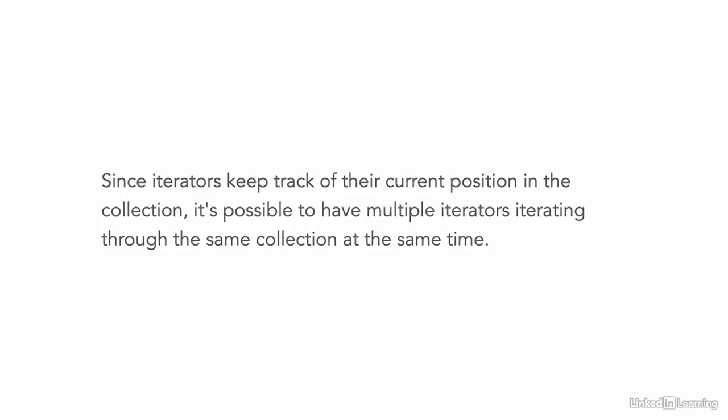And another thing to note about these iterators is that each of them keeps track of where it's currently at in iterating through the collection. And that makes it possible for us to have several different iterators that are all iterating through the same collection at the same time, but are at different spots in the collection.